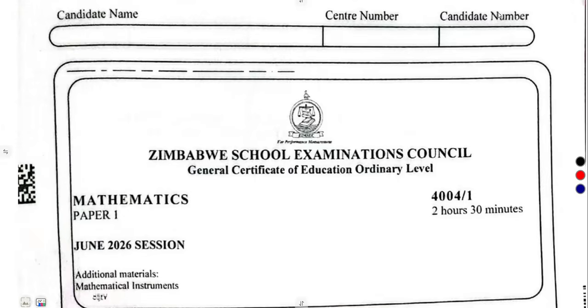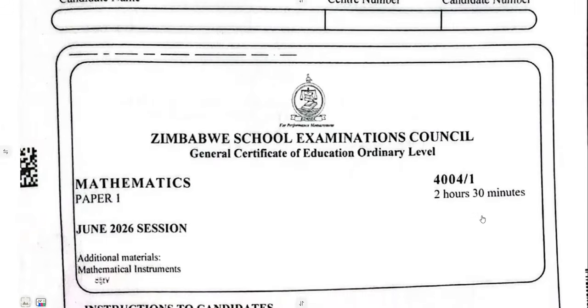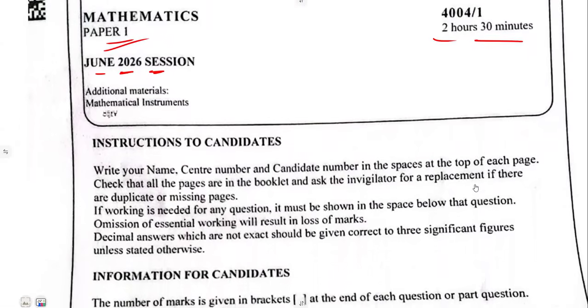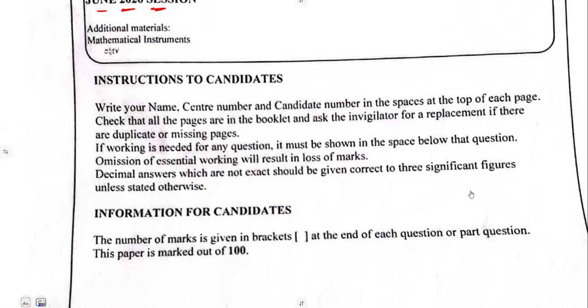We are still on our revisions. So this is our ZIMSEC exam that we are going to consider as part of our preparations for those who are preparing for the November exams and for those who are revising, the ones who wrote this exam. That was the June 2026 session that we are going to consider, paper one, 2.5 hours. So make sure that you go through the instructions and information that you're given.